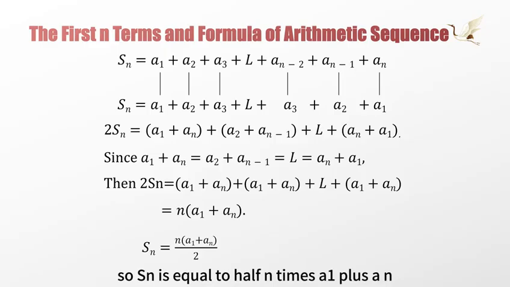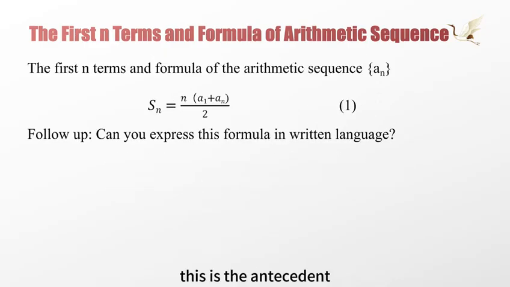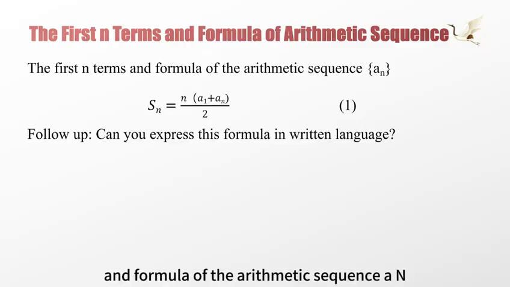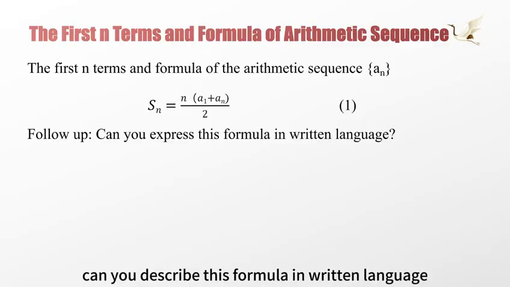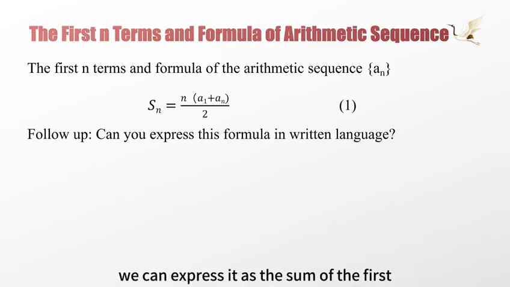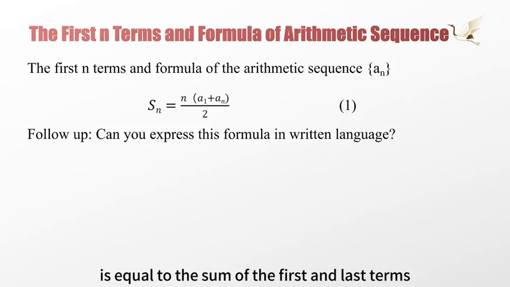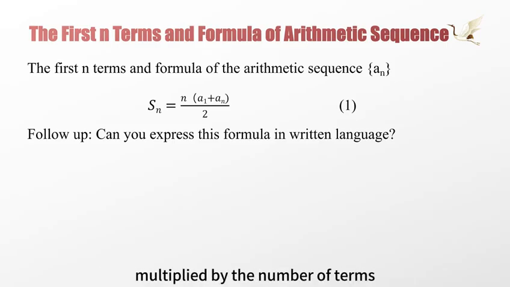So Sn is equal to half n times (a1 plus an). This is the sum formula of the first n terms of the arithmetic sequence {an}. Can you describe this formula in written language? We can express it as: the sum of the first n terms of an arithmetic sequence is equal to the sum of the first and last terms multiplied by the number of terms, and then divided by 2.